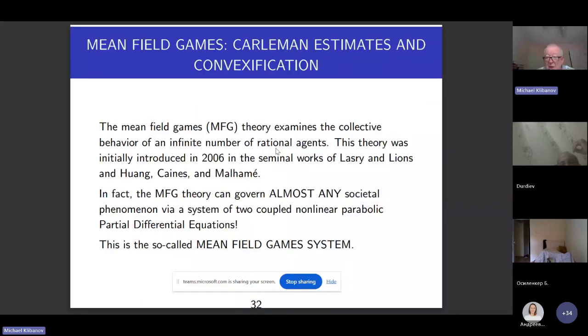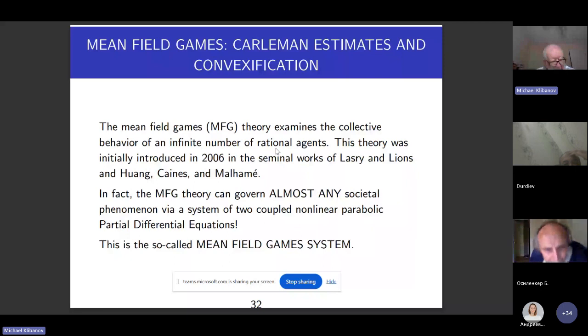So this is just a detailed description of convexification. I will go easy. Very fast, I meant. The mean field games.